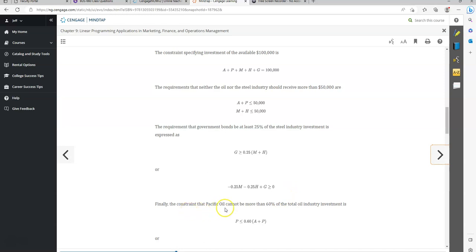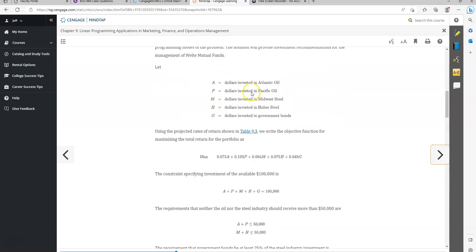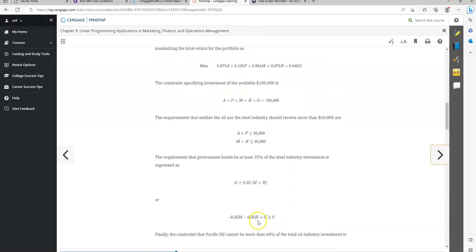And then finally, the final constraint is Pacific Oil cannot be more than 60% of the total oil industry investment. So P, the amount invested with Pacific Oil, must be less than or equal to 0.60, or 60%, of the amount invested in Atlantic Oil and Pacific Oil.